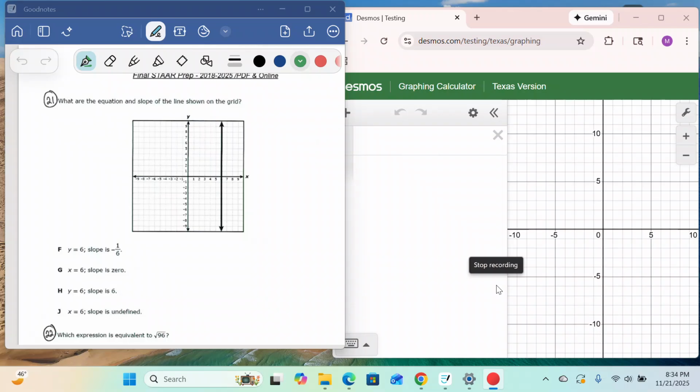Today we're going to be going over a final STAAR prep review. This is questions out of the 25, 24, 23, 22, all the way down to 2018 release test.